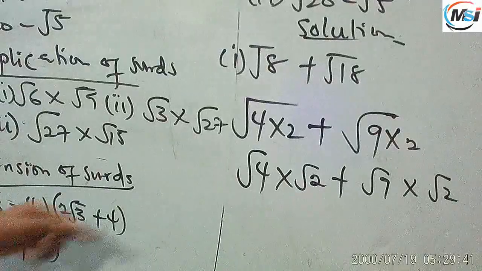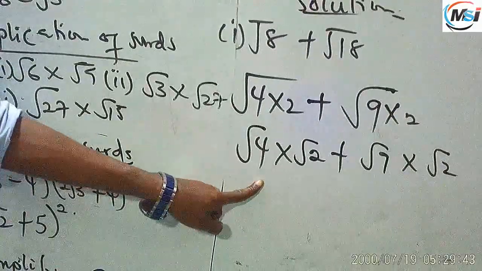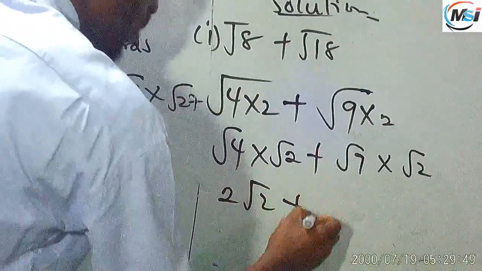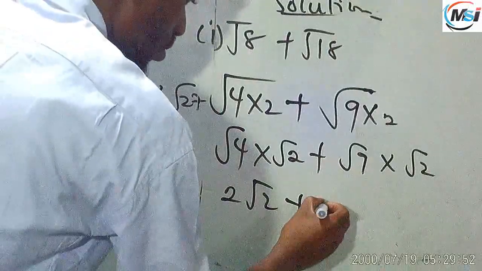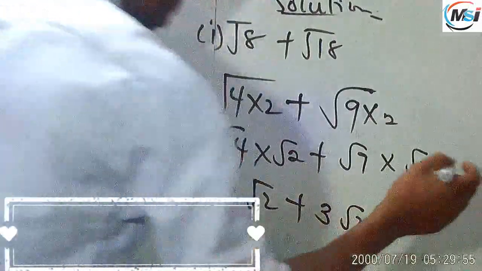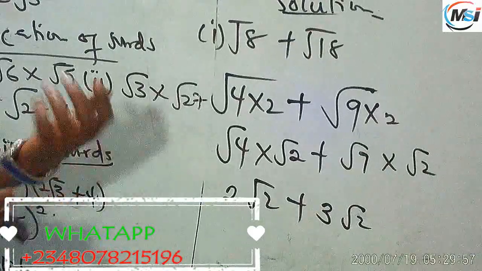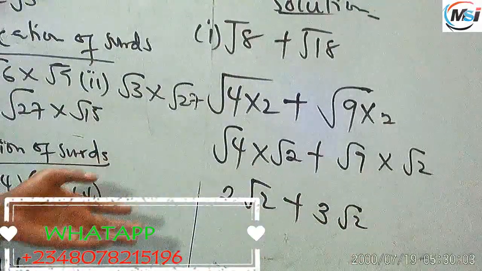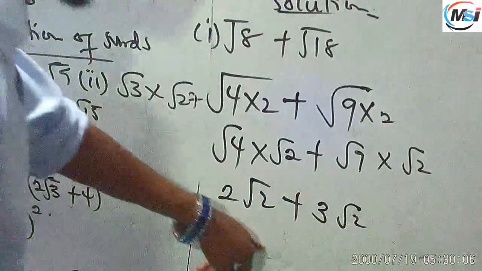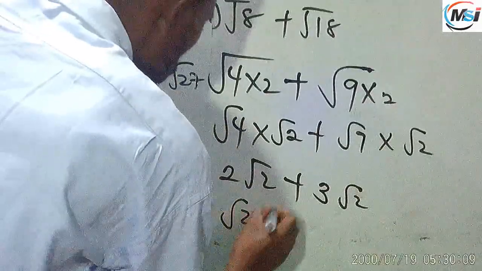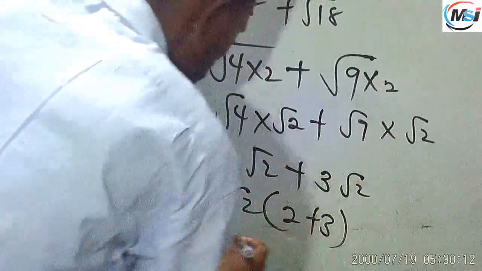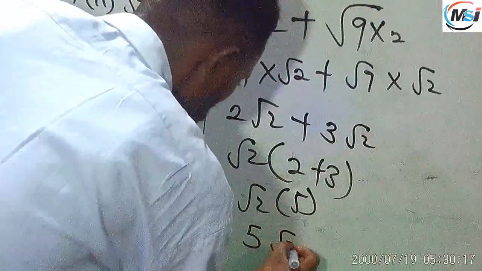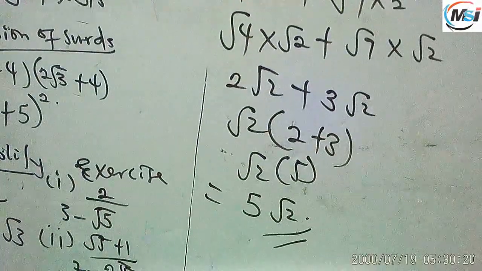Then the square root of 4, which is the rational number, is what? 2. So this one becomes 2 root 2 plus this one becomes the square root of 9, which is what? 3. Root 2 doesn't have a square root, so you leave it like that. Then in this case, we factorize. Root 2 is common to both 2 root 2 and 3 root 2. So I have root 2 in bracket 2 plus 3, then root 2 in bracket 5. So finally I can say 5 root 2 is my final answer.